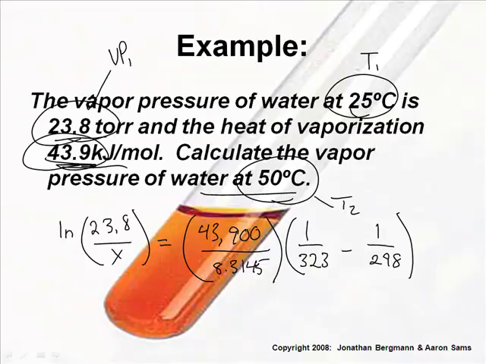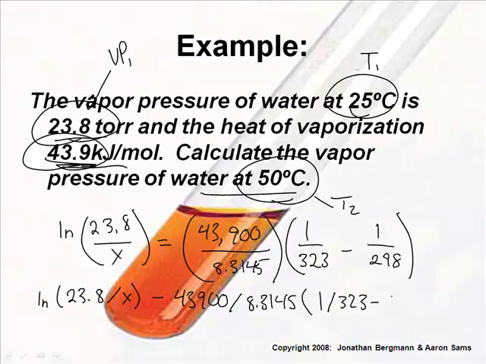I'm not going to teach you mathematically. I would, by the way, do natural log of 23.8 divided by x, parentheses, minus 43,900 divided by 8.3145 times 1 divided by 323 minus 1 divided by 298. I didn't use the solver, and I got the answer. It's 93.7.